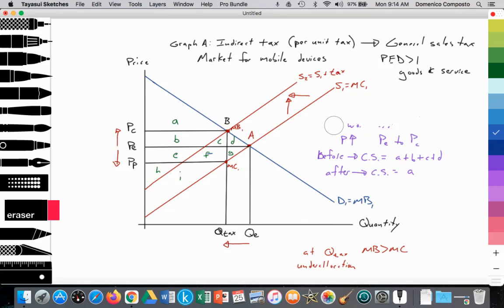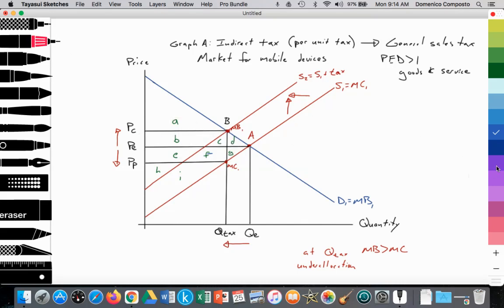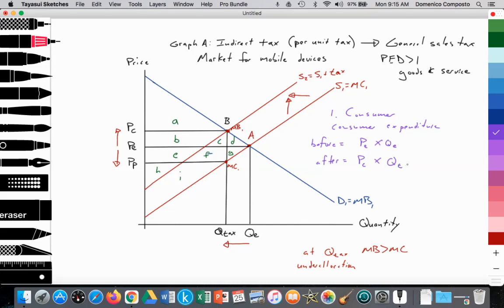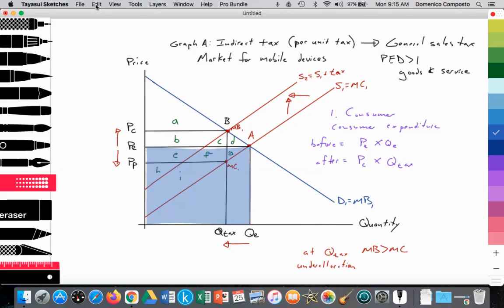Next, let's look at producers. And we can also highlight one more thing I should mention with consumers. We can talk about consumer expenditure, or consumer spending. Before, consumer expenditure was PE times QE, the price paid by the consumer multiplied by the number of units they were consuming. After the tax is applied, they're paying a higher price, PC, times a lower quantity at tax. So again, we can illustrate that change, which before was this rectangular area, and then it changes to this rectangular area. So consumer expenditure has also been altered.